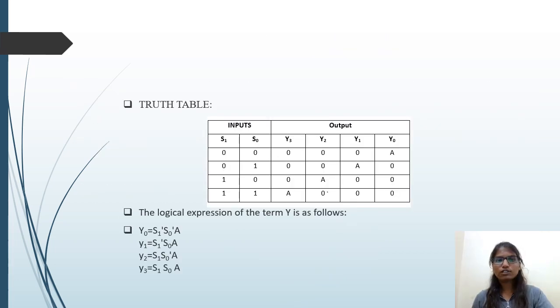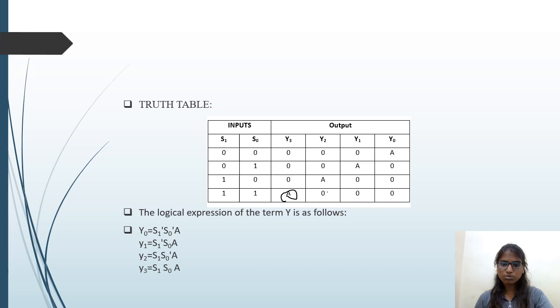Now we are going to see the truth table of the 1:4 demultiplexer. Here the inputs are the select lines S1 and S0, and the outputs are Y3, Y2, Y1 and Y0. When we give input as 0 and 0, we'll get Y0 as A. Then when we give 0 and 1, we'll get Y1 as A. And when we give 1 and 0, we'll get Y2 as A. And when we give 1 and 1, we'll get Y3 as A.